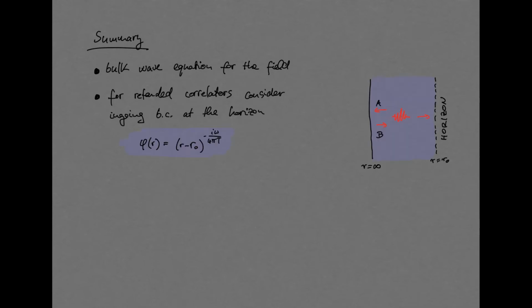Let's now summarize the calculation of the boundary retarded Green's function. So to the operator, there is a corresponding bulk field, and we need to study the bulk wave equation for that field. For a retarded correlation function in the boundary theory, we will consider an ingoing boundary condition at the horizon for the bulk field, represented by this arrow pointing towards the horizon. And the behavior of the bulk scalar field will be like this.